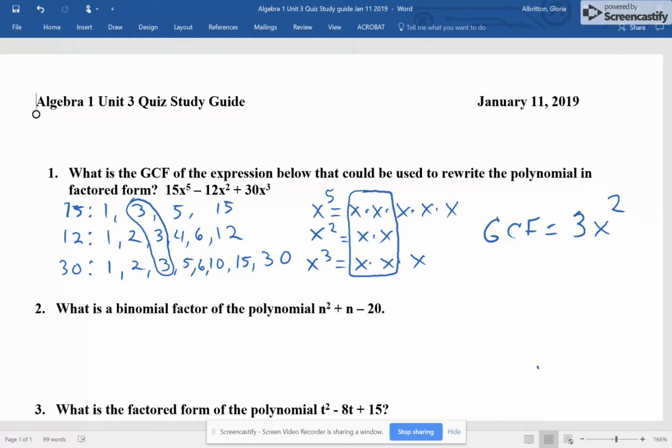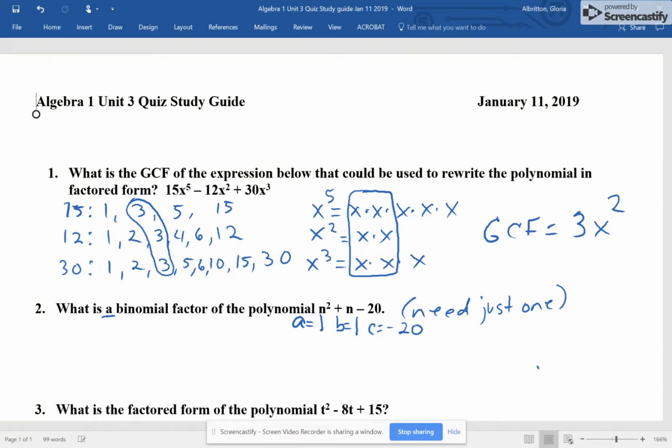Number 2, what is a binomial factor of the polynomial n squared plus n minus 20? Notice that this asks what is a binomial factor, so you only need just one. However, in order to find one, you've got to factor the entire thing most of the time. So before we start factoring, let's go ahead and list our A, B, and C so that we can follow the steps. In this case, A is 1, B is 1, and C is negative 20.